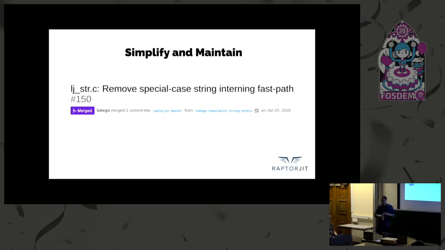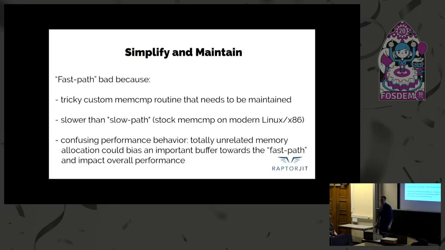So we're also looking to remove complex optimizations that don't carry their own weight anymore. So here we removed a special case fast path for string interning. And on the next slide here, I'm paraphrasing from the pull request, which somewhat reads: this fast path, in air quotes, was bad because it was a tricky custom memcompare routine that needs to be maintained. It turned out to be slower than the stock memcompare on modern x86, which was the slow path.